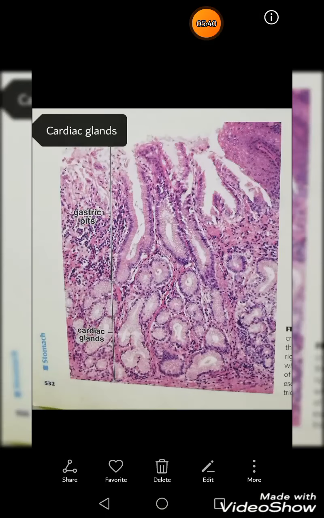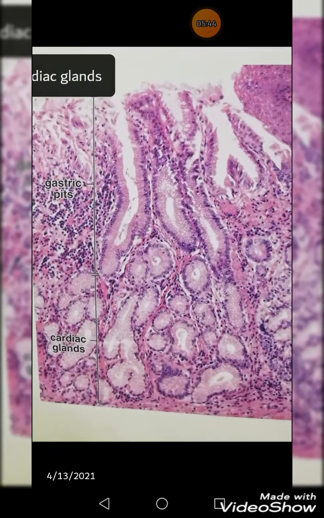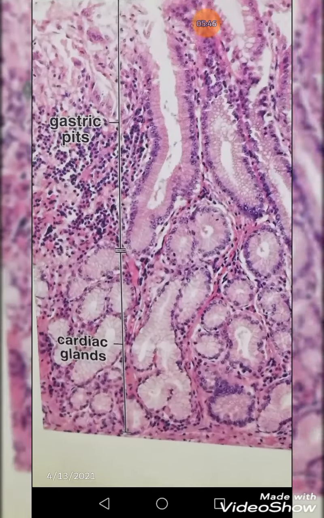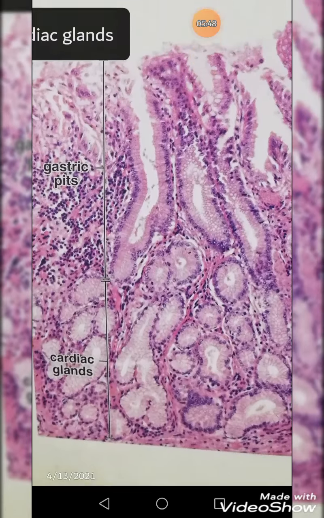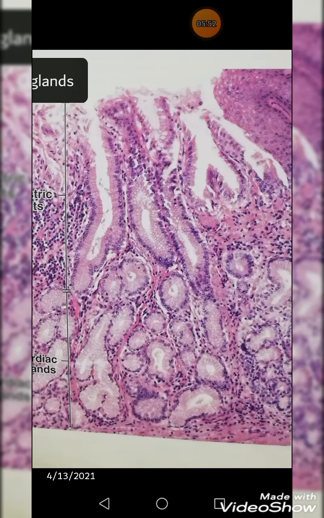This is the slide of the cardiac glands as well. You can see the gastric pits over there. You can see the bases of these glands, and they look tortuous. Some cut sections are oval and some of them are obliquely cut.